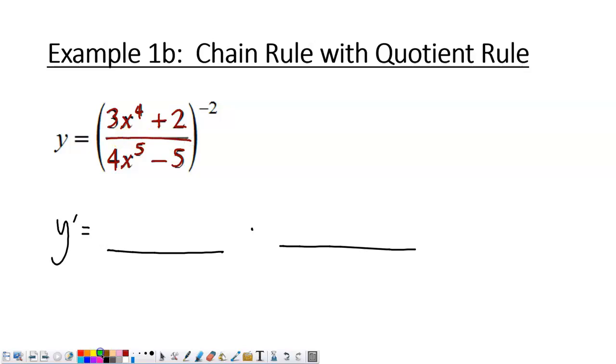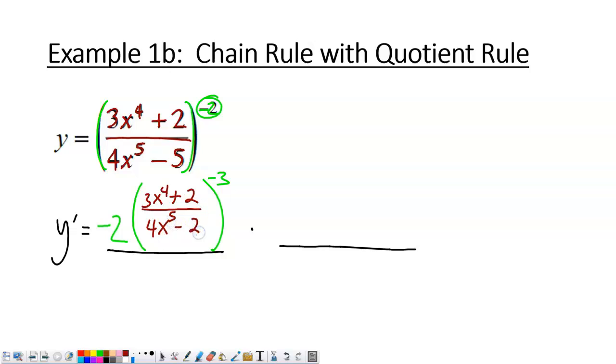That's my inside function. My outside function is the quantity being raised to the -2 there. So the derivative of the outside is going to be putting the power in the front and taking 1 away from the power, and then leaving the inside exactly the same. And that's the derivative of the outside. Now we're going to multiply that by the derivative of the inside.